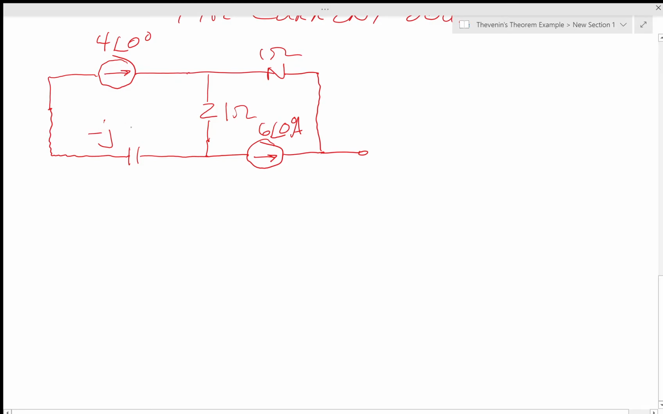This is minus J1 ohm capacitor. Then I have the inductor, J2 ohm inductor. I have the 2 ohm resistor.